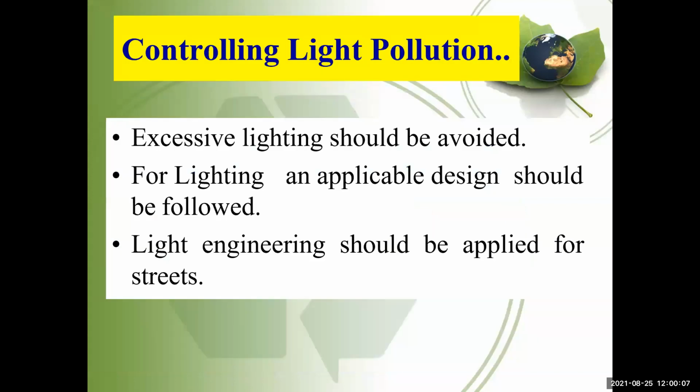This is the controlling of light pollution. Excessive lighting should be avoided. Suppose in your room there is one light, but you set up two or three lights. This creates pollution, light pollution. Excessive lighting creates heat, and from the heat comes global warming.